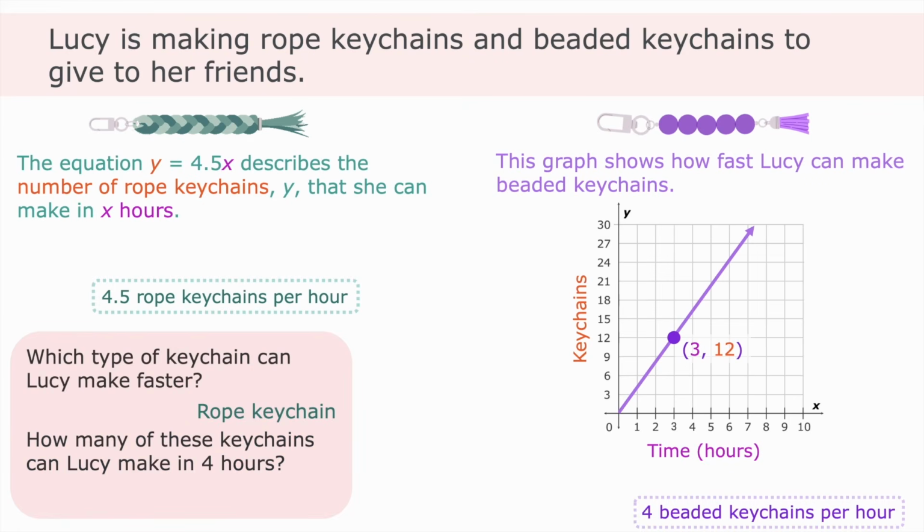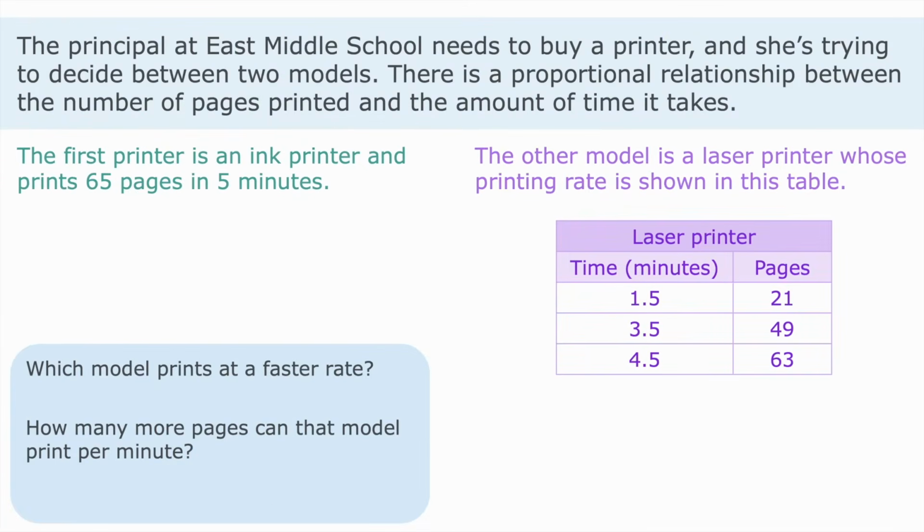Next, let's figure out how many rope keychains Lucy can make in 4 hours. If she makes 4.5 rope keychains in 1 hour, then we'll multiply 4.5 by 4 to see that she can make 18 rope keychains in 4 hours. Great work! Here's our next example.